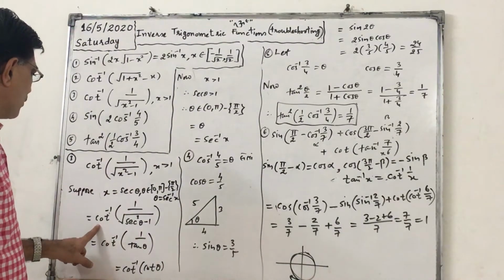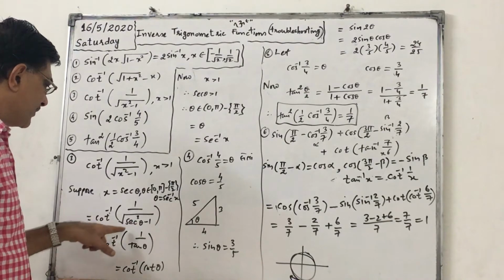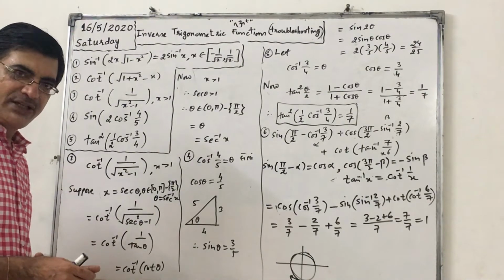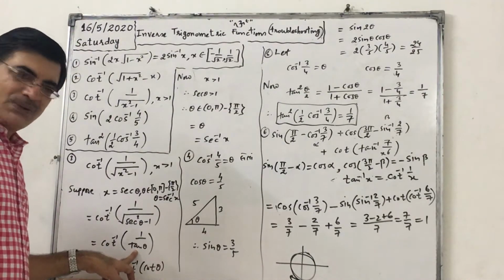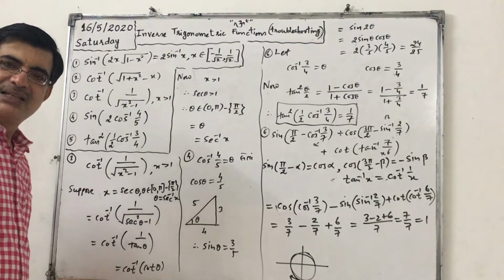Now putting the value, cot inverse of 1 upon square root of sec square theta minus 1. Now sec square minus 1 is tan square, and the square root is tan. So cot inverse of 1 upon tan theta is cot theta.